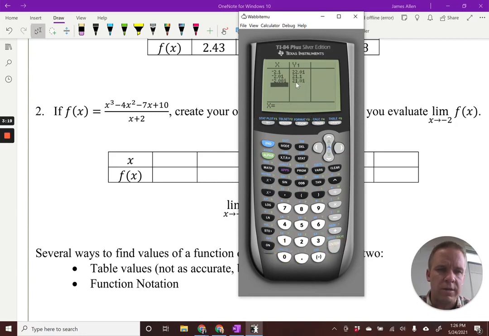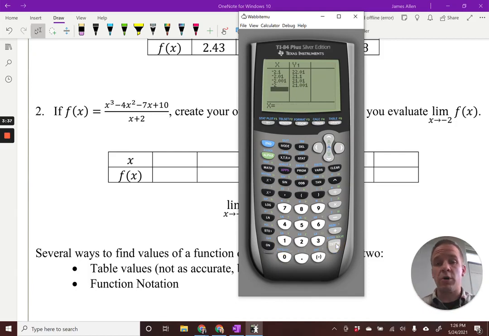It looks like we started at 22, then we were getting a little closer to 21. Let's go one more from this side, negative 2.0001. Even closer to 21 still.